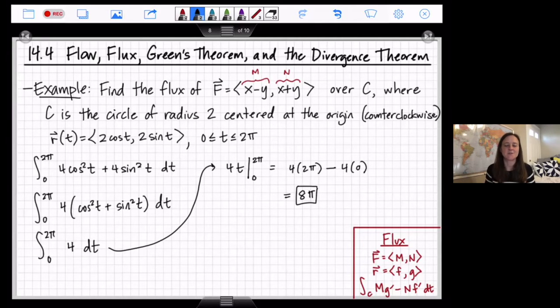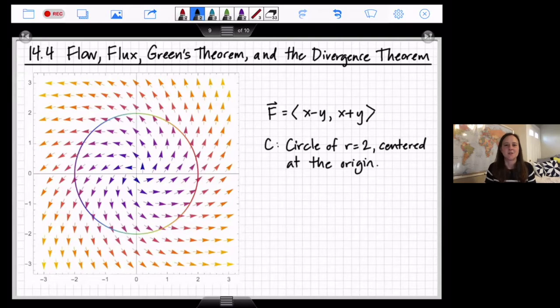Let's see if this makes sense from the picture. So here's our vector field and our curve drawn in the plane. And it does look like, if we're thinking of this curve as being sort of a net stuck inside our vector field, a lot of the water, electricity, whatever it is, is crossing through the curve. So it makes sense that we got a pretty large flux.